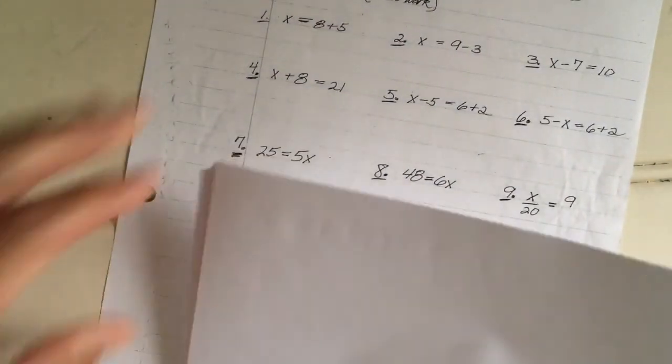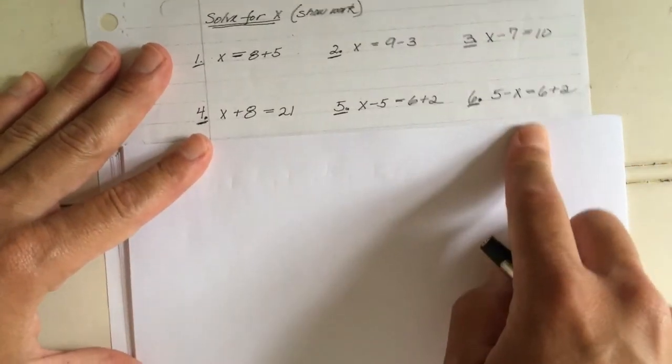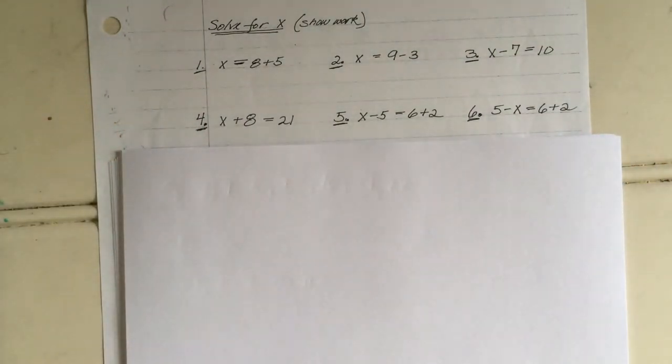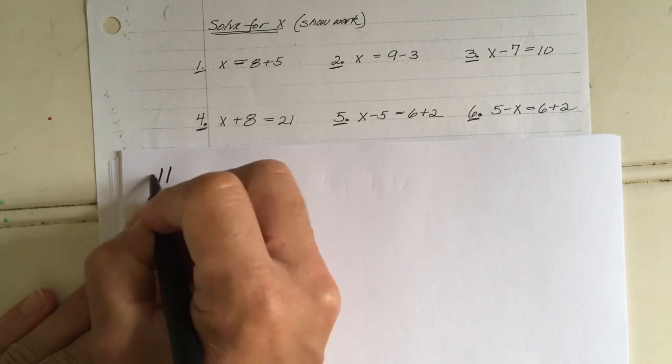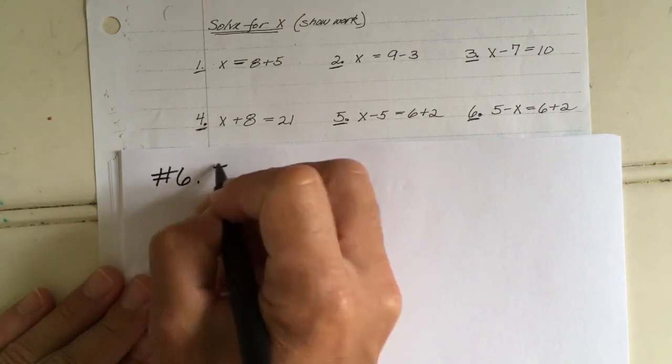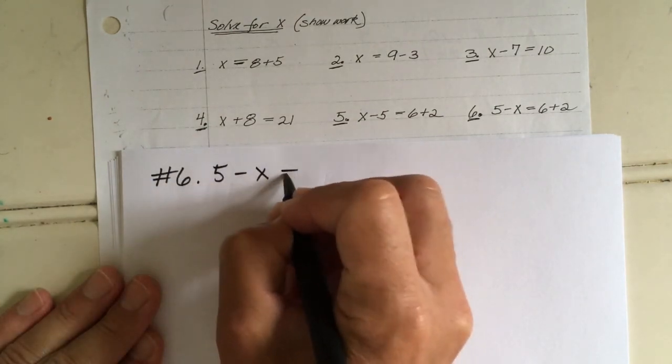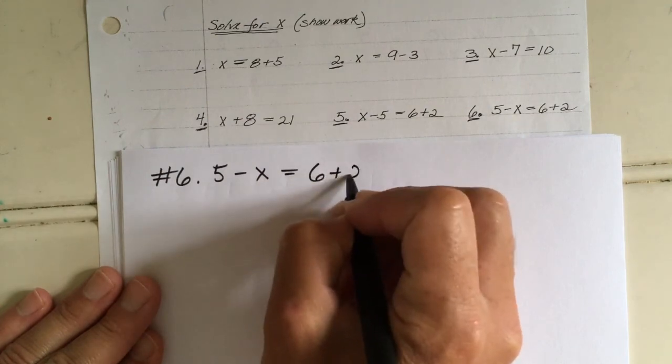All right. The first one I want to go over is number 6 here. Let me see if I can cover this up a little bit. So number 6 says, I'm going to go ahead and rewrite it down here. 5 minus x is equal to 6 plus 2.